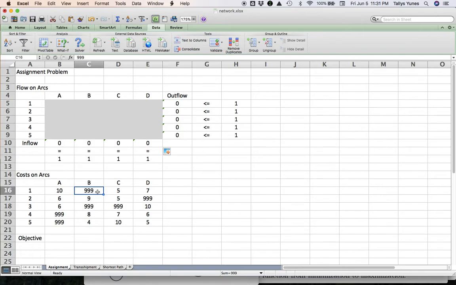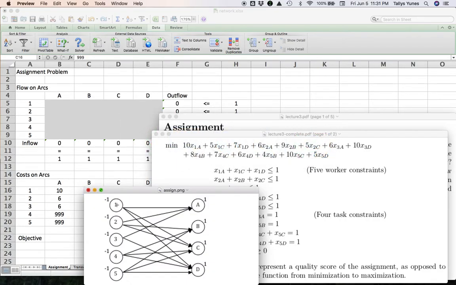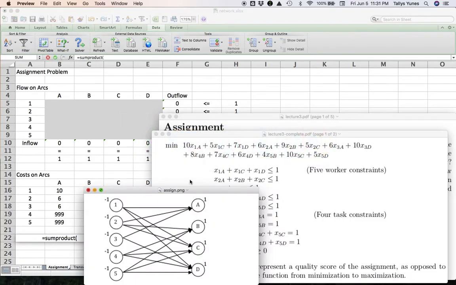Well, this is where I use this little trick to get rid of the arrows that don't exist. Let's go back to the picture. I'm saying, for example, there's no arrow from node 1 to task B. Worker 1 can't do job B. Right? So what I'm going to do here is when I do this sum product to calculate this objective function, every x variable times its corresponding cost.